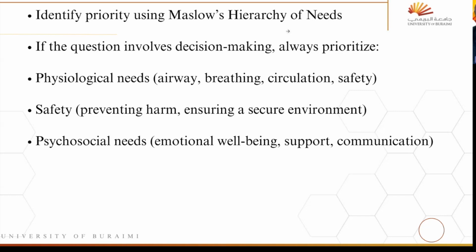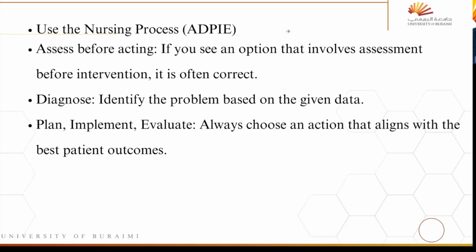The charge nurse, what will they do first? Then always make the priorities for the patient based on Maslow's hierarchy of needs, which starts with physiological needs. Then after that, safety, preventing harm, ensuring security, then the psychosocial needs. Keep this in your mind when you're going to make priorities for which task we should start with.